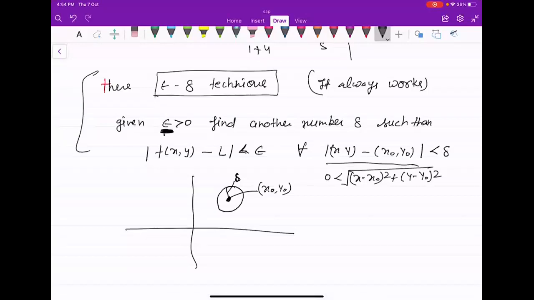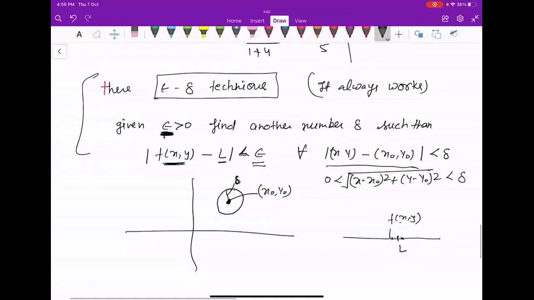It is greater than 0 and less than delta, such that the distance between f(x,y) and L, in one dimension it is L, and f(x,y) could be anywhere, because f(x,y) is on the real line, and L is the limit of the function f(x,y). The difference between f(x,y) and L is small for all (x,y) with the distance from (x0,y0) less than delta. What does this mean?